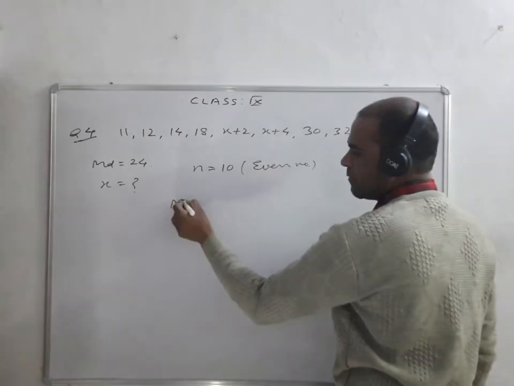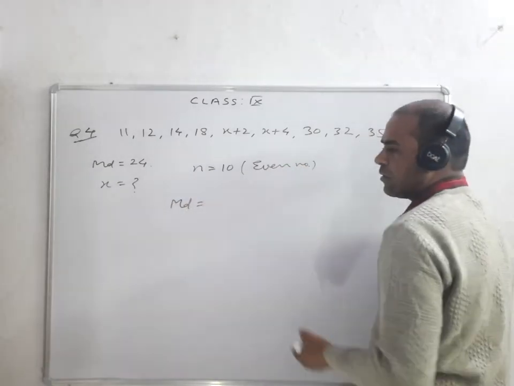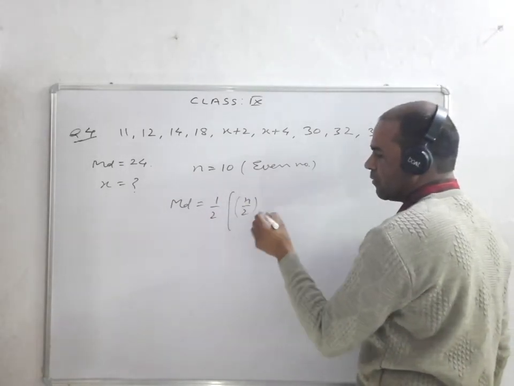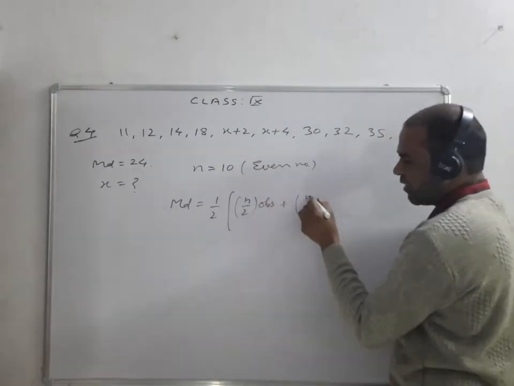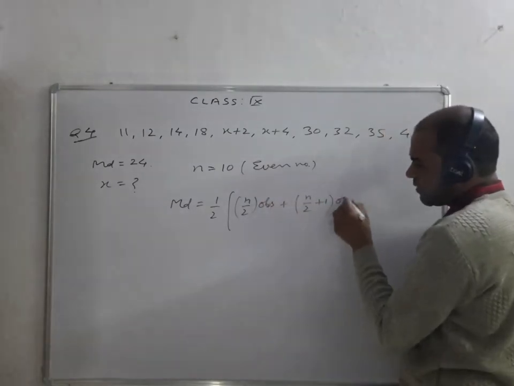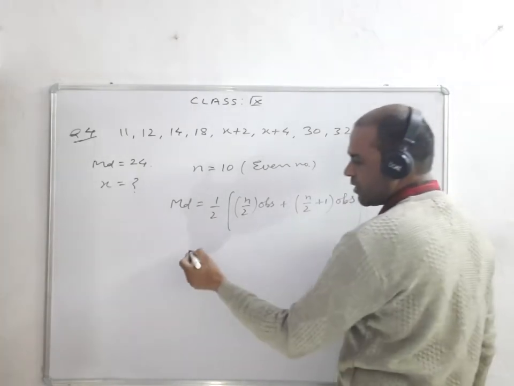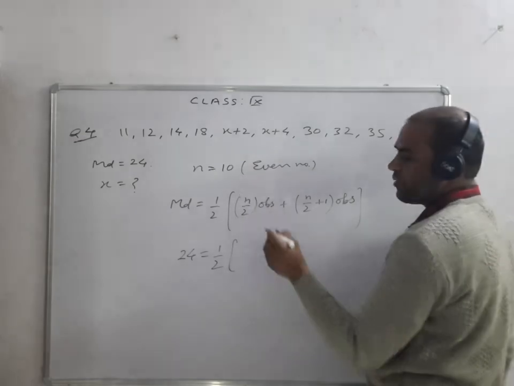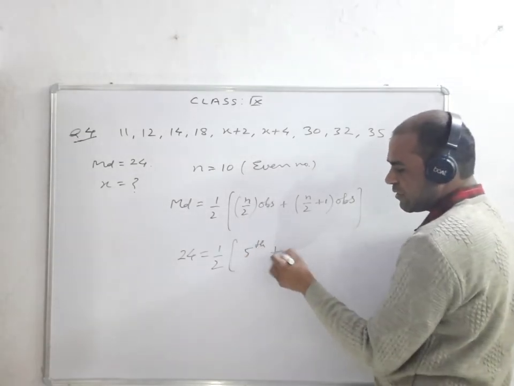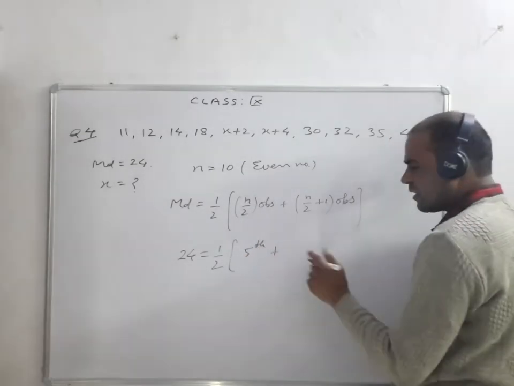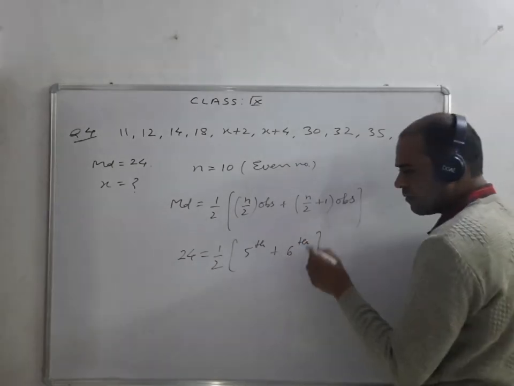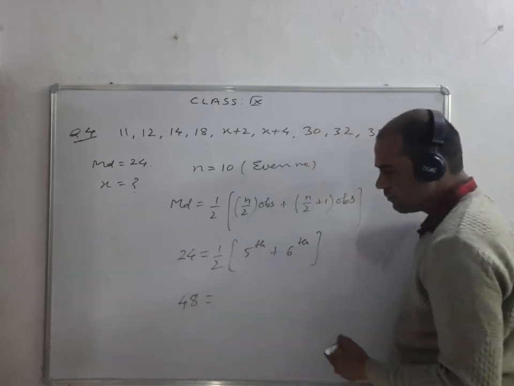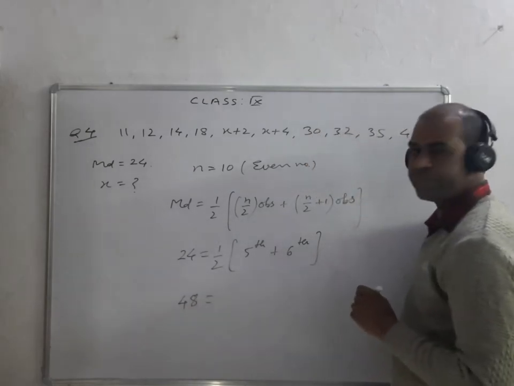So the median is the n by 2 observation plus the n by 2 plus 1th observation, divided by 2. Here the median is 24, and n by 2 is 10 by 2, which is the 5th observation, and 5th plus 1, the 6th observation. So cross multiply: 48, and here the 5th and 6th observations.